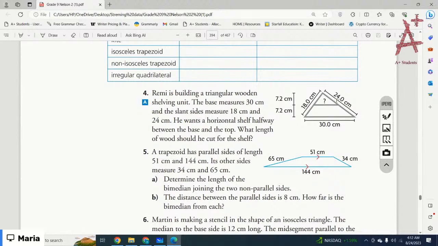Okay, so the shelf is at mid height of the shelving unit. This makes it a midsegment of the triangle. The side opposite the midsegment is the bottom of the shelf. We know that the midsegment of a triangle is half the length of its opposite side. The opposite side is 30. So it would be L equals 30 over 2, because the line is exactly halfway. So that would be 30 divided by 2 equals 15 centimeters.